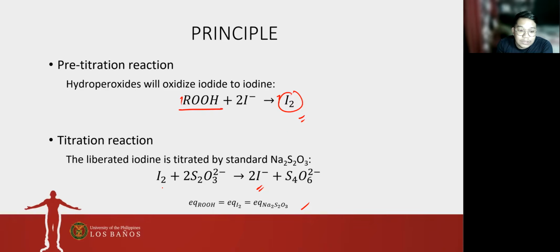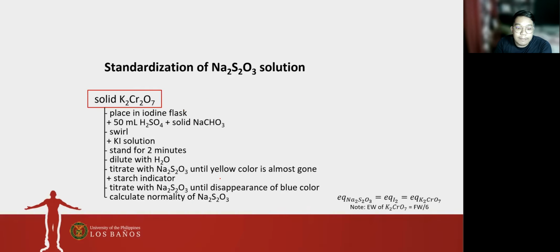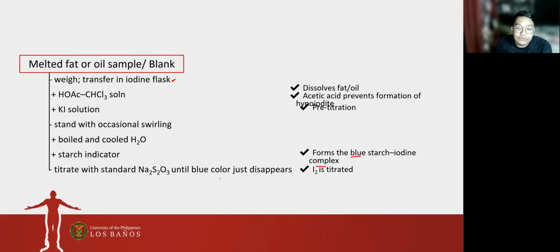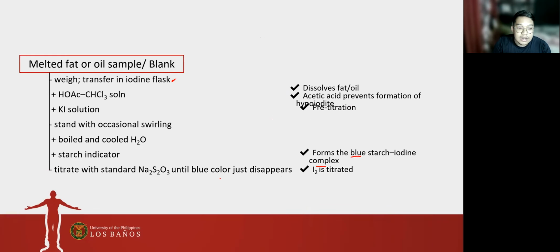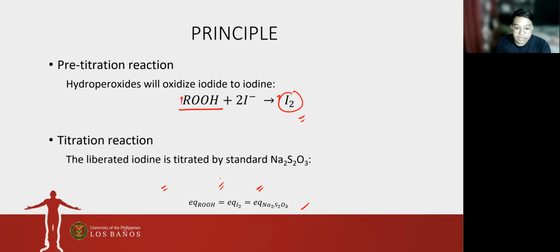And yung amount of I2 doon will be directly corresponding with the amount of sodium thiosulfate na magagamit mo as you reach the endpoint. So dapat maliit lang yung mL na magagamit mo for the titration of the blank kasi nga wala ka namang peroxide sa blank natin. So walang magko-convert ng iodide sa iodine. Okay?